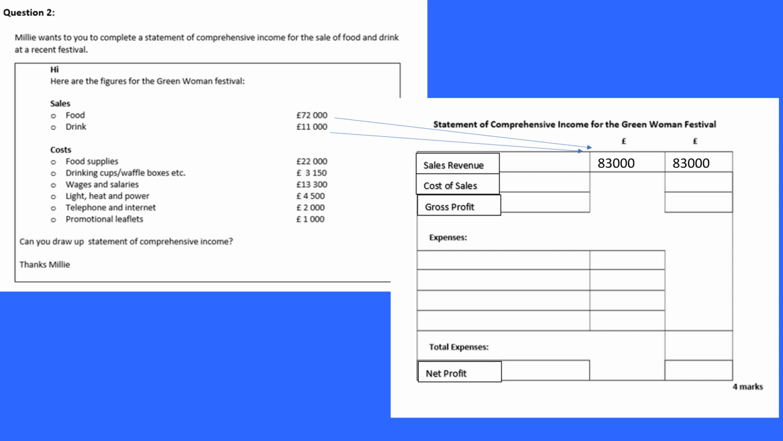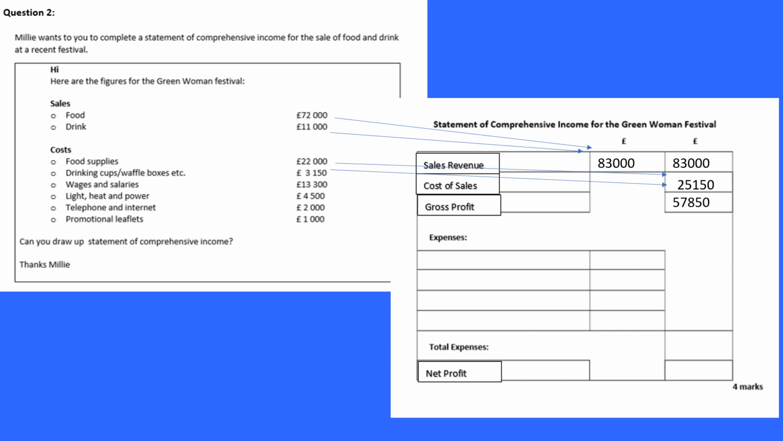The second one is the cost of sales, and this is the cost of providing the product, so making the waffles, putting them in boxes, and making the shakes. So we have 2 here. We have the food supplies and the drinking cups, and if we add those 2 together, we get a cost of sales of 25,150. So then to calculate our gross profit, we take the cost of sales from the sales revenue, giving us a gross profit of 57,850.